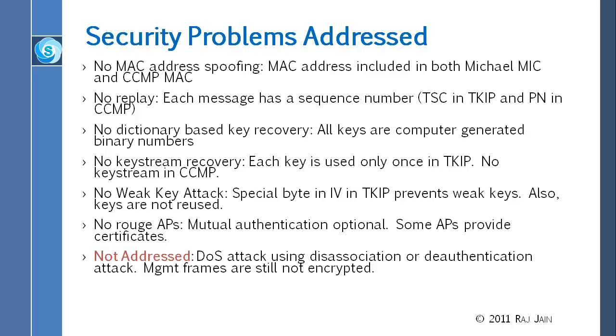And then no rogue APs, so you could not have access points which were not the company's access point because there is a mutual authentication, and the access point may even provide a certificate to verify that they are who they say they are. But what it doesn't address is the DOS attack, using disassociation or deauthentication attack. Management frames are still not encrypted. Two problems. So let me explain what those two problems are.